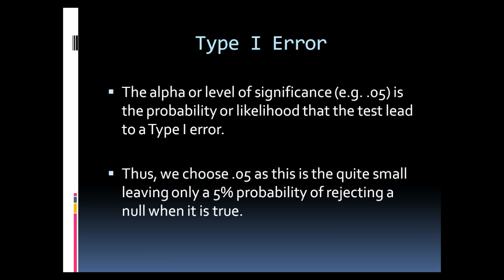The alpha level, or level of significance, e.g. 0.05, is the probability that a test will lead to a type 1 error. So saying you have an alpha of 0.05 is saying that's the likelihood of committing a type 1 error. And generally, we consider that acceptable, that there's a 5% chance of rejecting the null when it is true. And that's more heuristic than anything. The field as a whole kind of decided 0.05 or below is what we're willing to accept in terms of type 1 error.